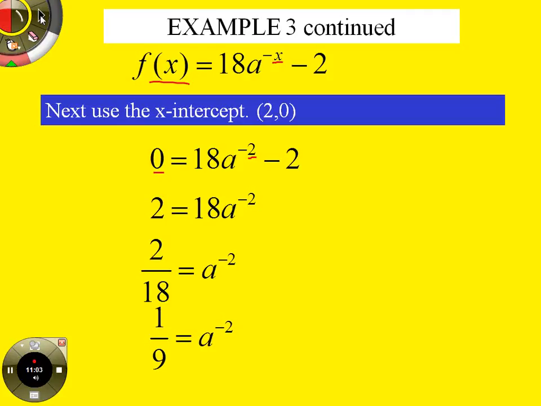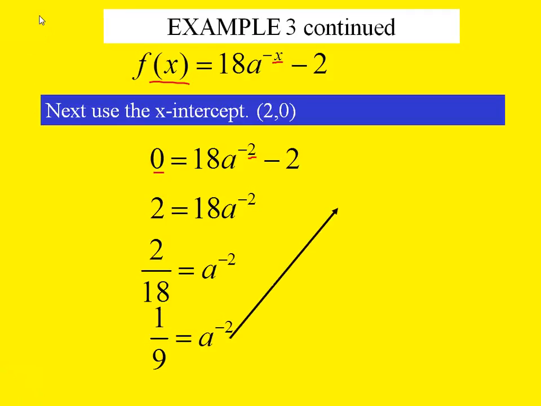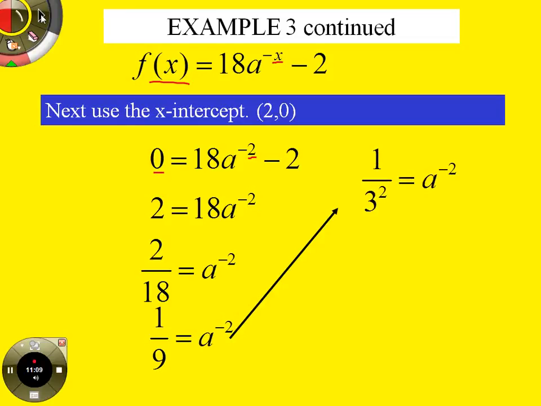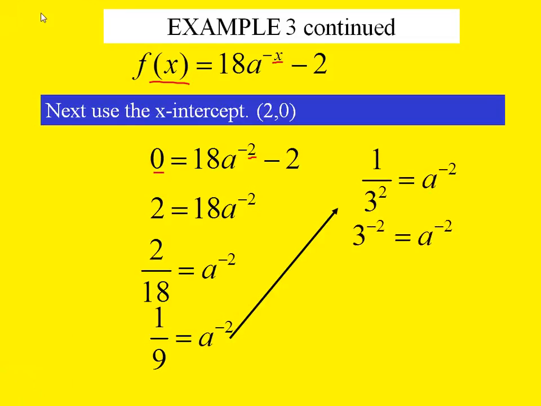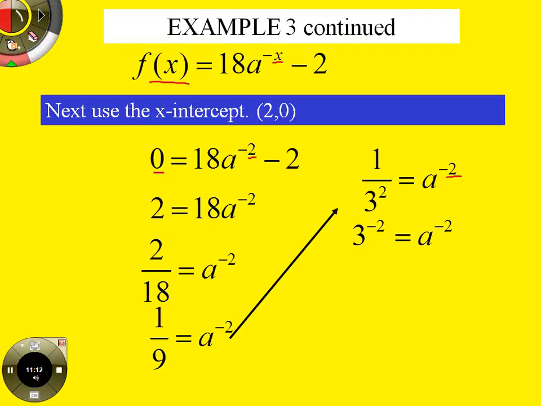So you can rewrite 1/9. 1/9 is actually 1/3 squared, and then we can pop that up to the top. Kind of noticing that that's a -2, it can be nice if that was a -2. So those would be the same. So that pops up as 3 to the -2.